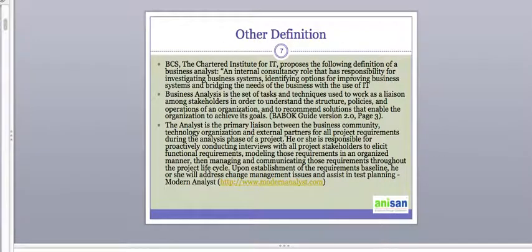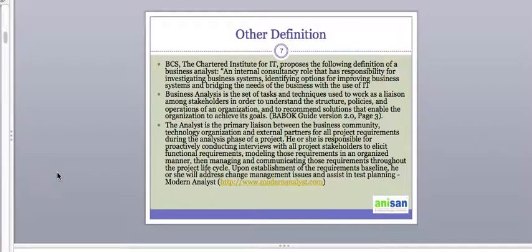Next, there are some other definitions. BCS is the British Computer Society, and this definition is quite good. It is an internal consultancy role, well, it could be internal as well as external, that has a responsibility for investigating business systems, identifying options for improving the business systems and bridging the needs of the business with the use of IT. Here the definition is more focused on the business systems and IT.